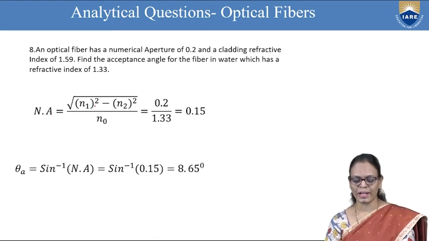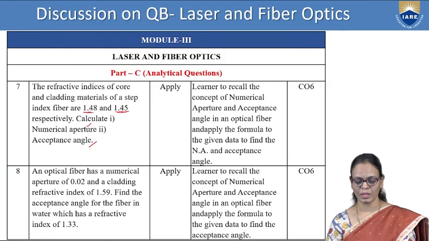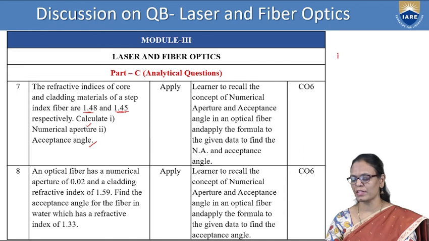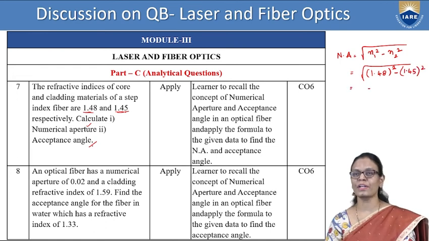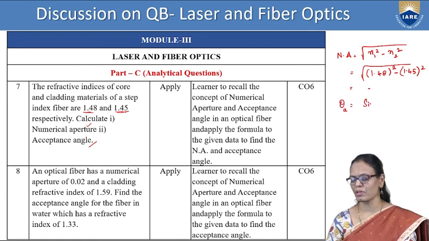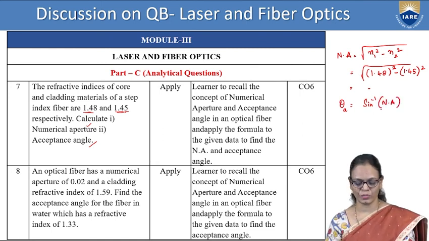NA will be equal to the square root of N1 square minus N2 square. What is our N1? The refractive index of the core, 1.48, whole square, minus N2, 1.45, whole square. Simplify and you get the answer. Then how do we get the acceptance angle? The acceptance angle theta A will be sine inverse of NA. So you will get the acceptance angle.